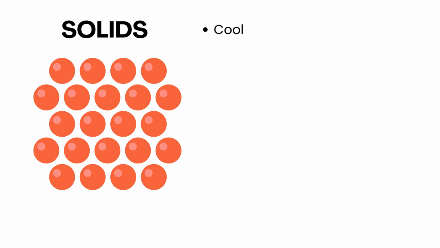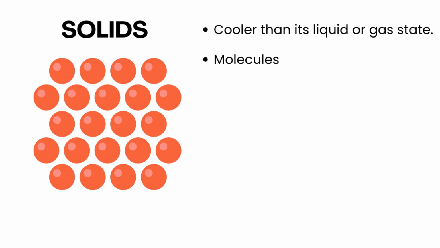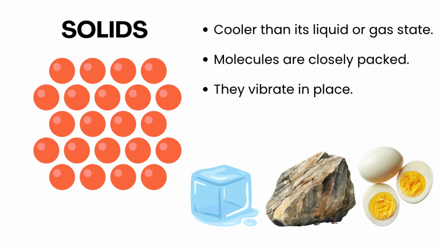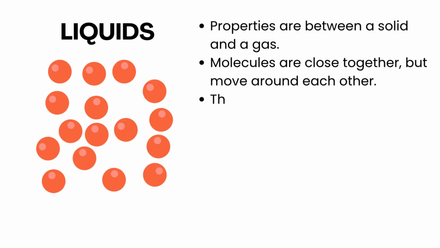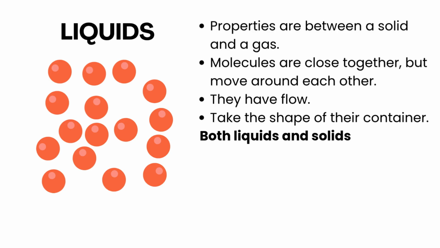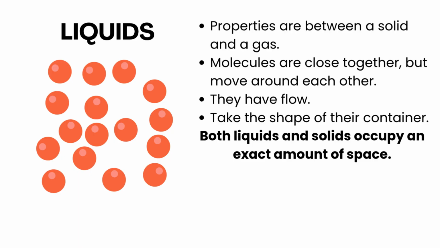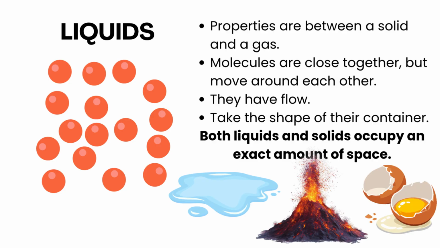Solid matter is cooler than its liquid or gas state. Its molecules are packed closely together and only vibrate in place. Solids keep their shape. A liquid's properties lie between a solid and a gas. The molecules are close together, but they move around each other. Liquids flow and take the shape of their container. Both solids and liquids have a definite volume, which means they take up an exact amount of space.